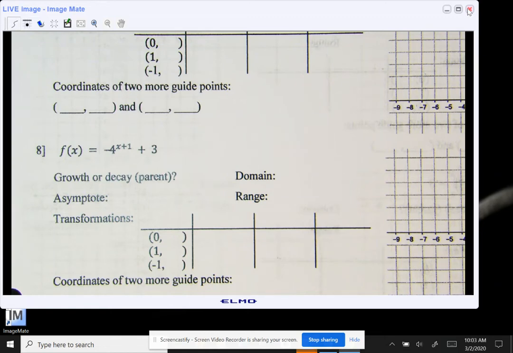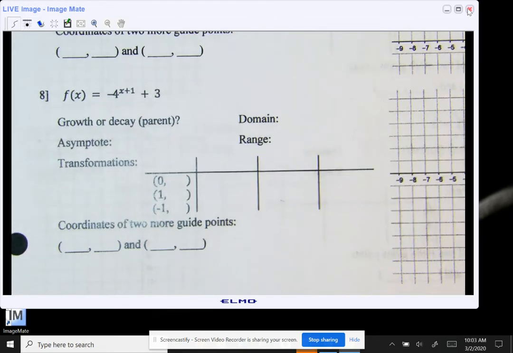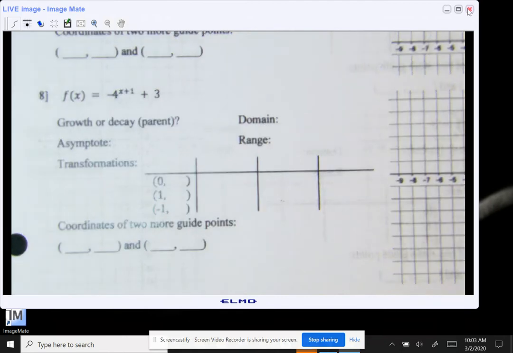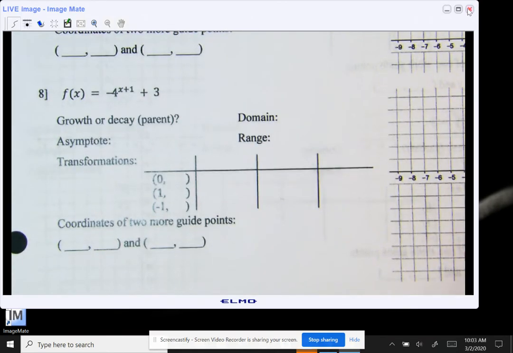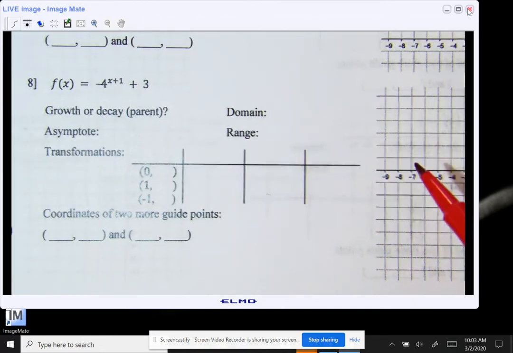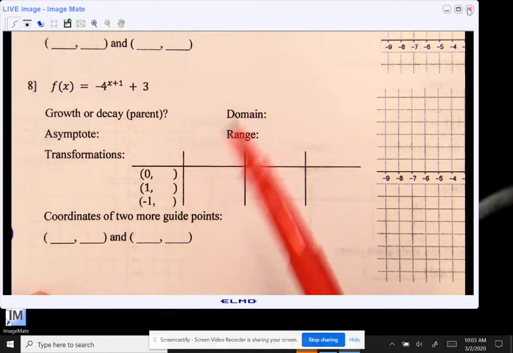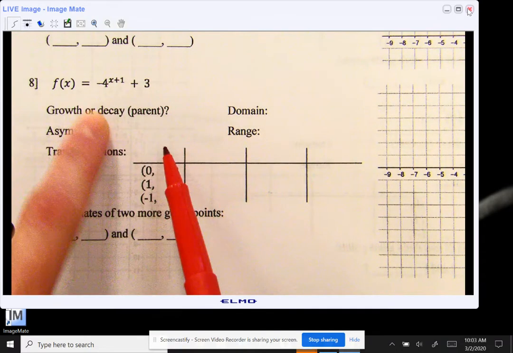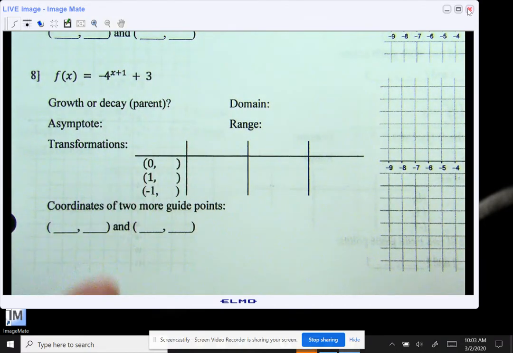So with what we did on Friday, we know that we're going to start with our parent function and do some transformations, right? So take a look at our function. What would our parent function be? Somebody tell me what my parent function would be of this. 4 is good, first part. 4 to the what? 4 to the x.